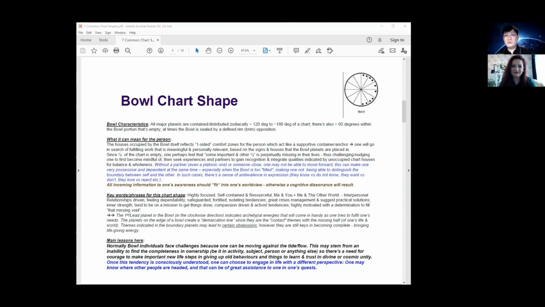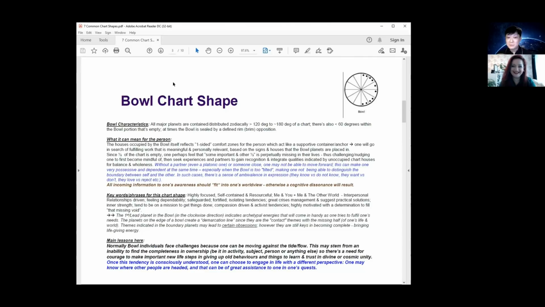And when I see someone with a bowl chart shape, it reminds me of that axis of Taurus and Scorpio, because they are the axis naturally associated with resources, employment, and gathering. But it's a fixed sign axis, and so there's a stubbornness that comes along with that as well.